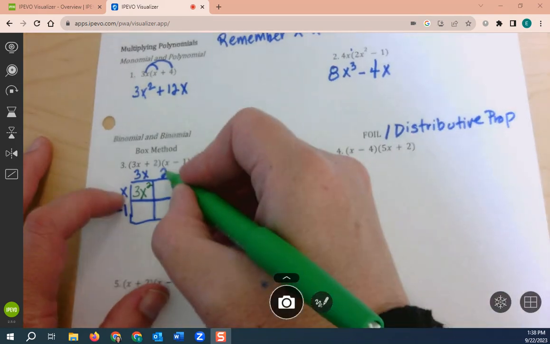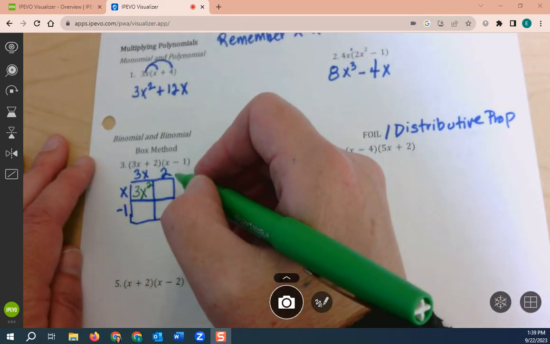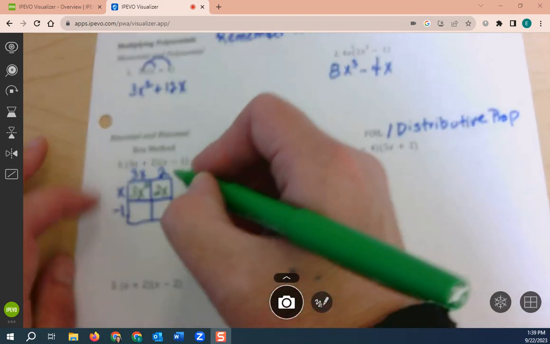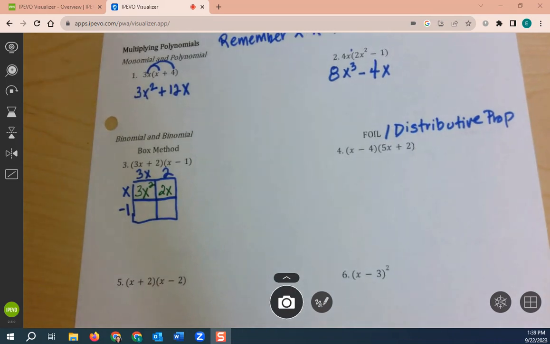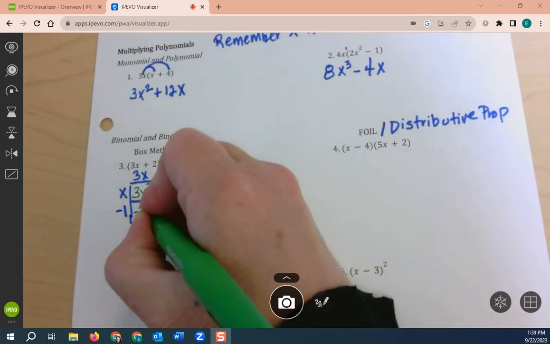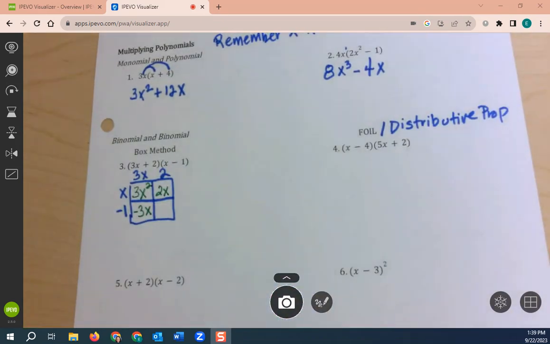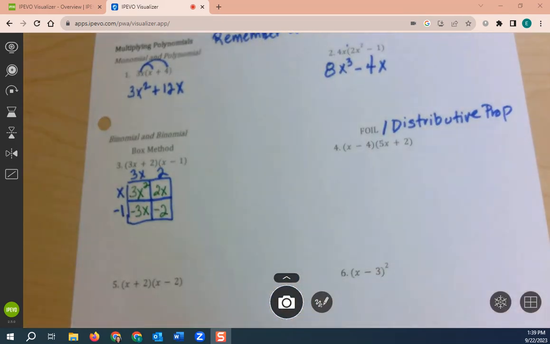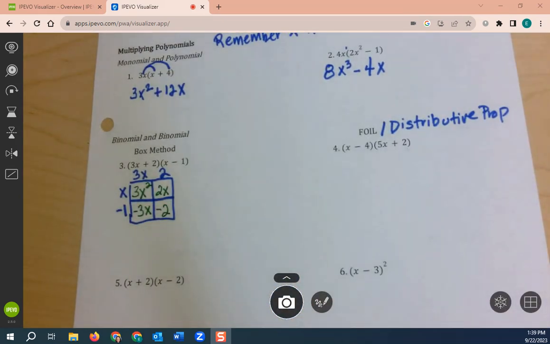All right, next we're going to do 2 times x, and that's just going to give us what? 2x. Good. 3x times negative 1, negative 3x. And 2 times negative 1, negative 2. All right, now we know we're not going to leave our answer in the boxes, so let's think about how we're going to write it down.